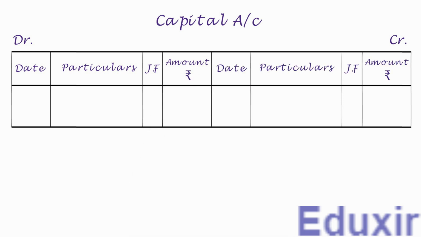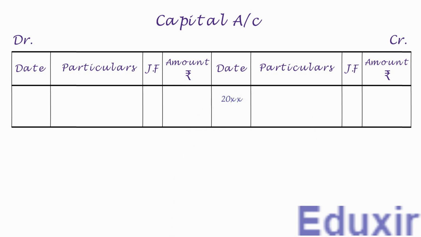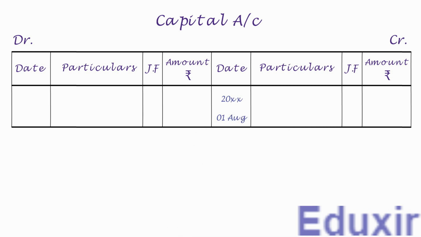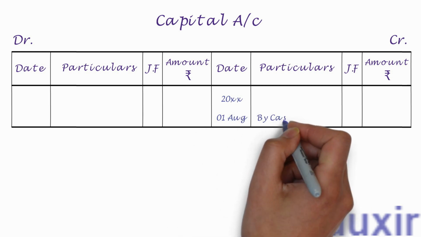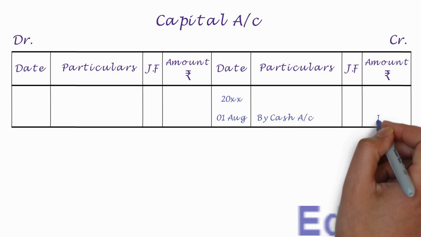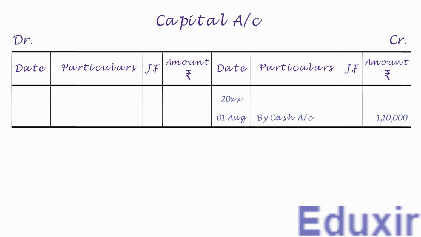Now on the credit side, let us first write the year in the date column. Let us now write the date. We need to write by cash account into the particulars column. Let us write the credit amount of 1,10,000 rupees into the amount column. That completes the posting of this journal entry into the capital account.